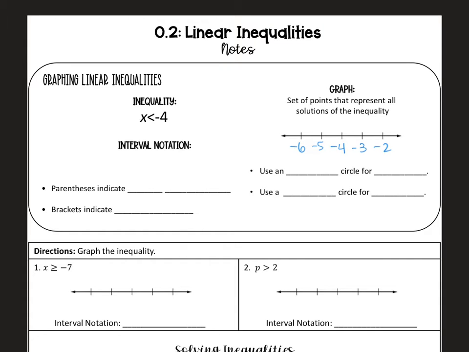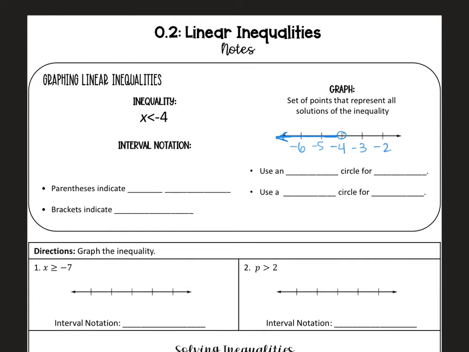All right, and so then to actually graph the inequality, since it's x is less than -4, we draw an open circle at -4, and we draw an arrow through all the numbers, I should say, that are in our solution set. So -5 is less than -4, -6 is less than -4. So we want to draw that arrow towards negative infinity.